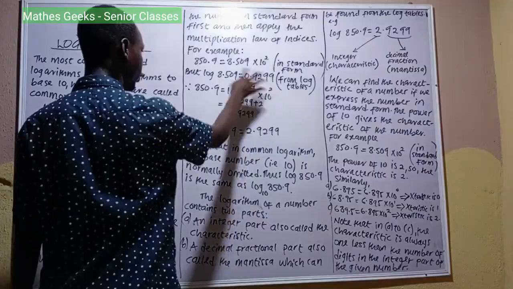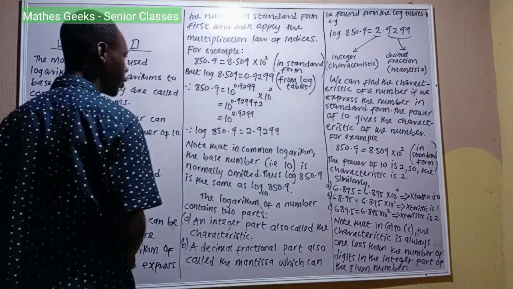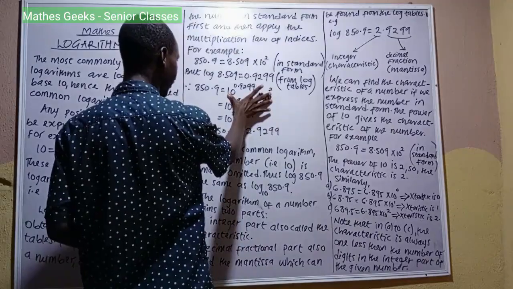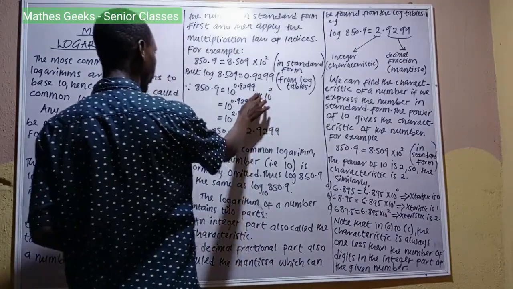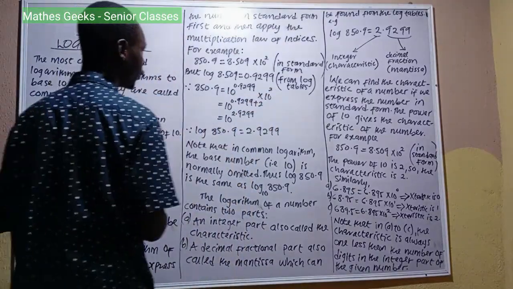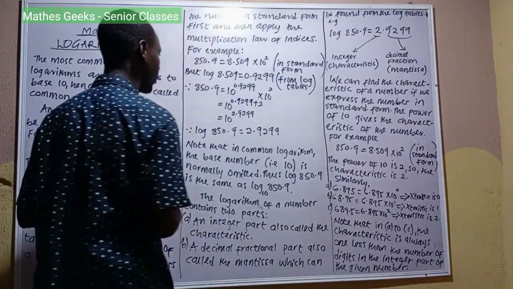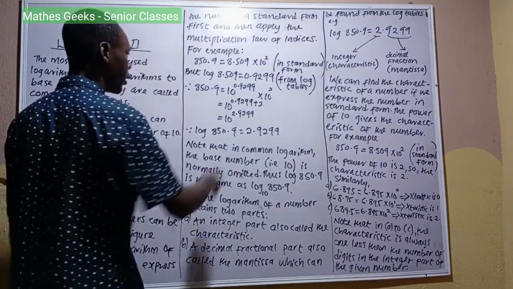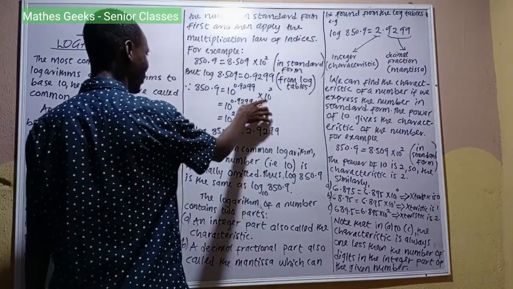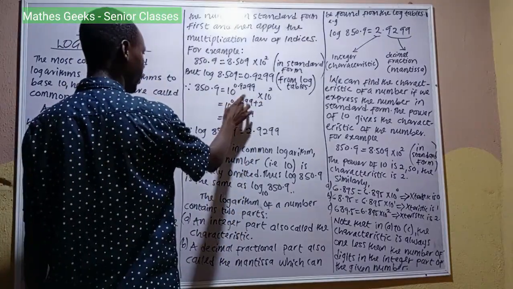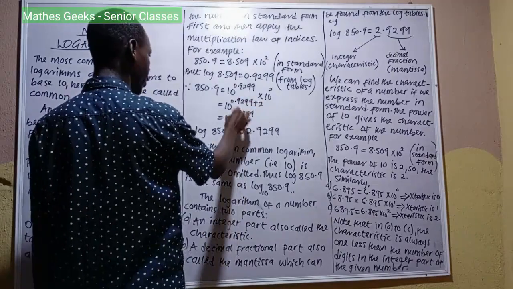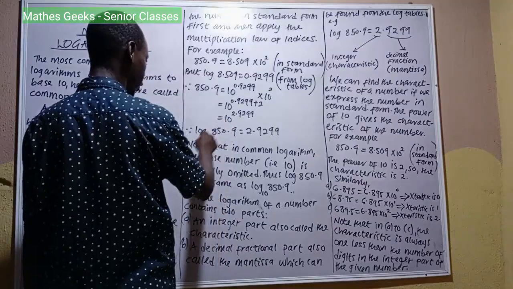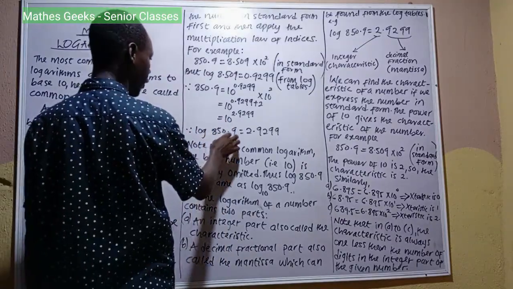So now we're going to apply the multiplication law of indices, because we have two bases being the same, this base 10 and this base 10, and then we have multiplication between the two bases. When this occurs, the principle we apply is the multiplication law of indices, and that is we're going to add the powers. So 10 raised to 0.9299 plus 2, which gives us 2.9299. And of course, therefore, log 850.9 is equal to 2.9299.